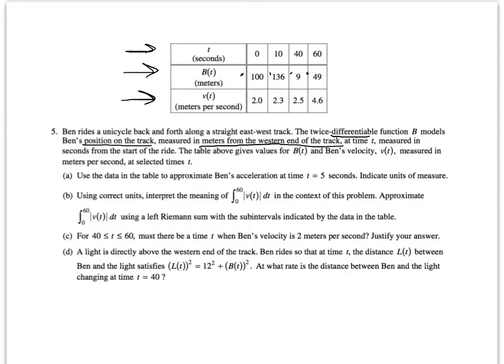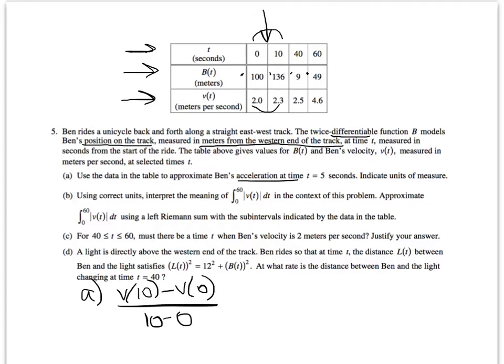Good. So part A, use the data to approximate Ben's acceleration. Well, we know that acceleration is the slope of velocity. So to find the slope of velocity, I would take the change in y over the change in x. So for part A then, it would be velocity at 10 minus velocity at 0 all over 10 minus 0. So the slope of velocity is acceleration. And so you would get 0.3 over 10, which is 0.03. Now make sure you get the units right. So if this is acceleration, it's going to be meters per second squared.